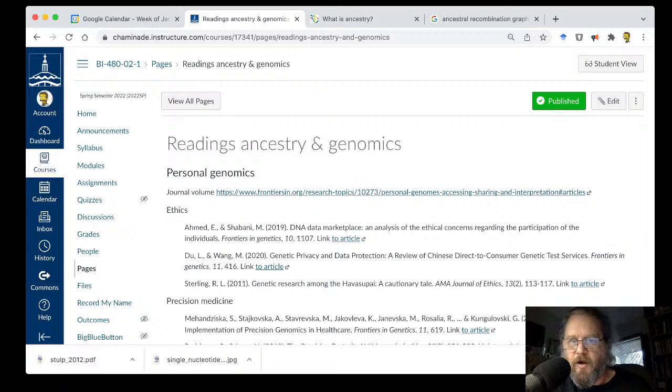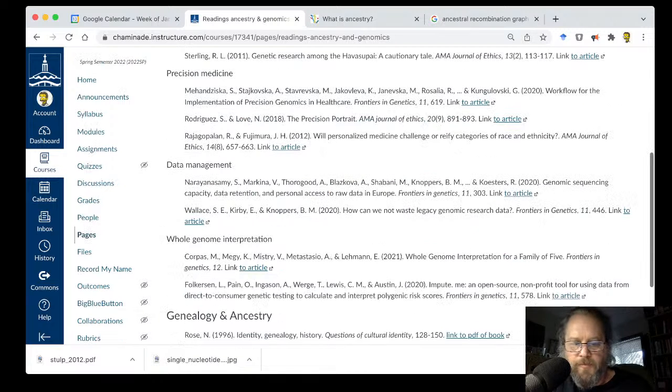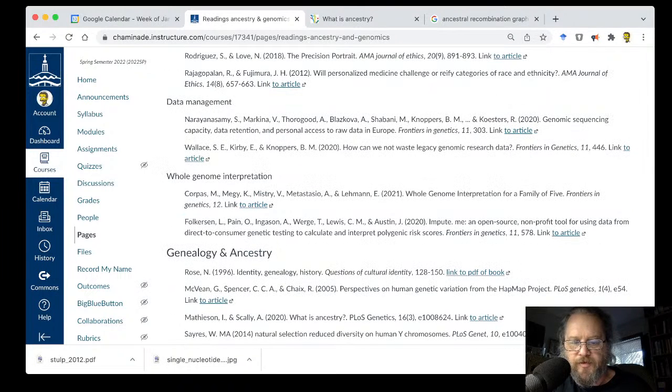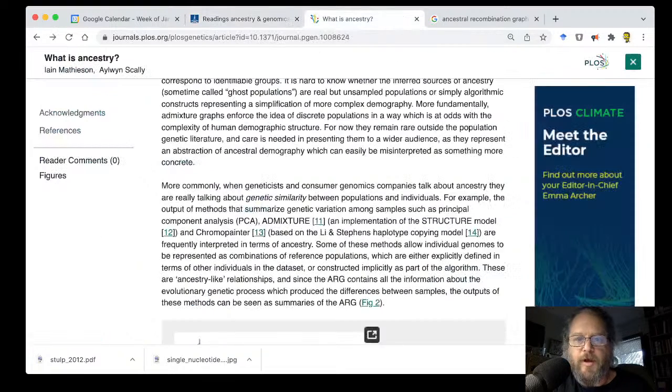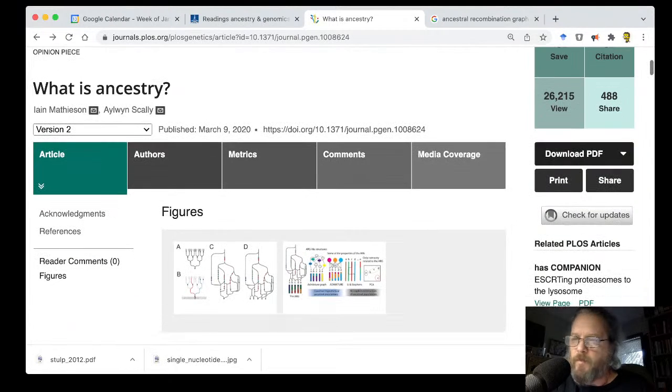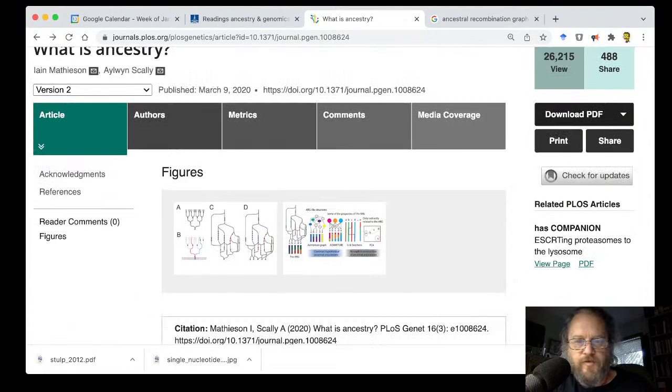So for this example, I decided let's take a look at the paper that's got one of those clickbait kind of titles, right? What is Ancestry? So let's take a look at that. And I've been looking at it. So, what is Ancestry? Well, let's just get to it.